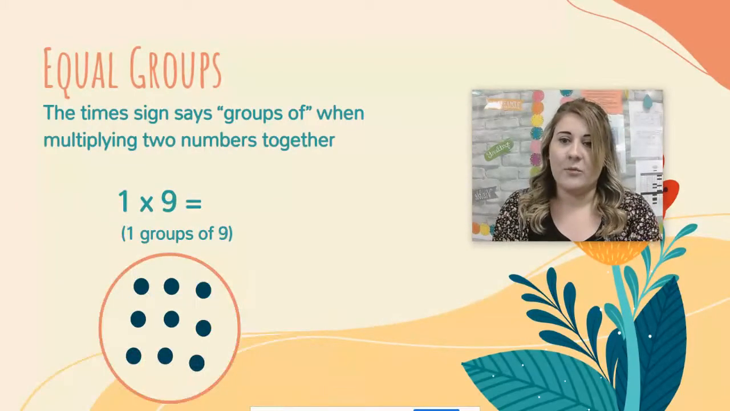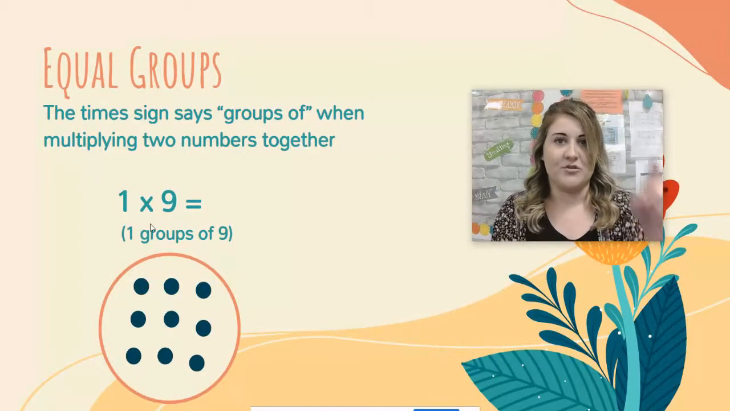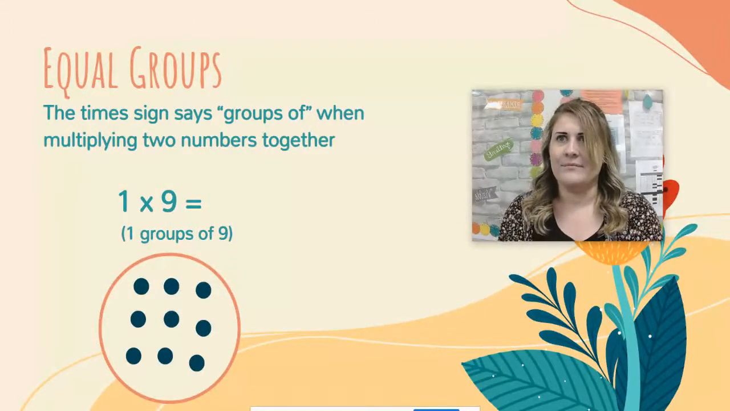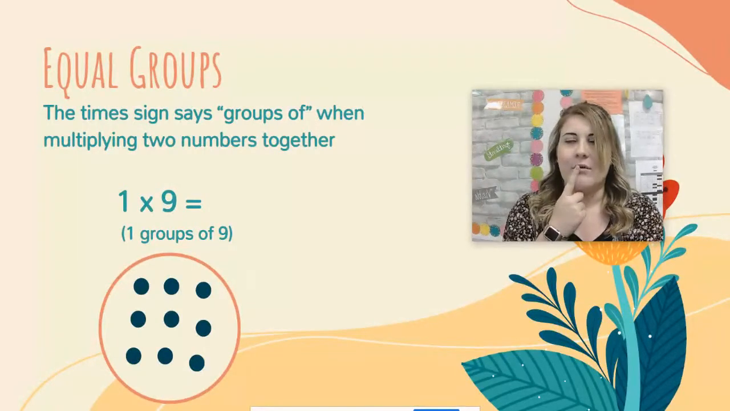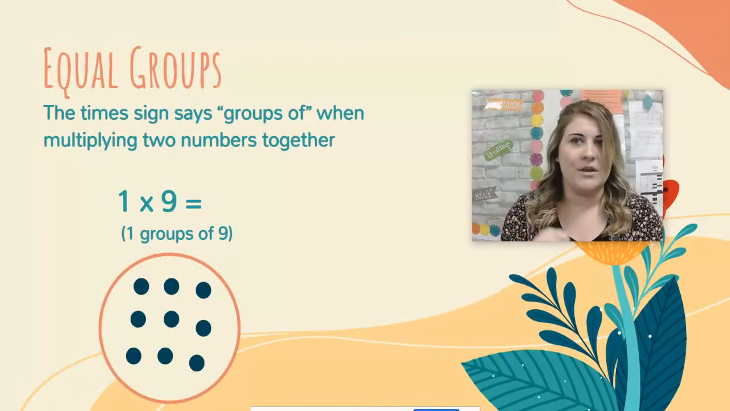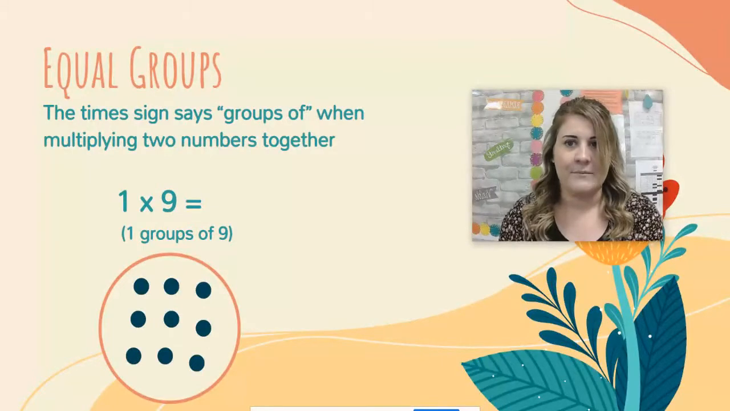Another way to do this would be one group of 9. So if I have 1 times 9, it's just one group of 9. I drew one circle and put 9 in that group. So my answer is just going to be, how many dots are there? There's 9. So one group of 9, 1 times 9 is 9. Because I'm asking myself, I wonder what 1 times 9 is. Well, 9, one time is just 9. If I gave you $9 one time, you would have $9, okay?